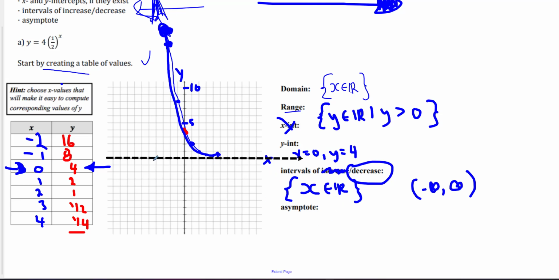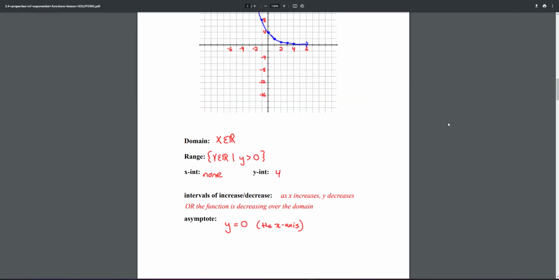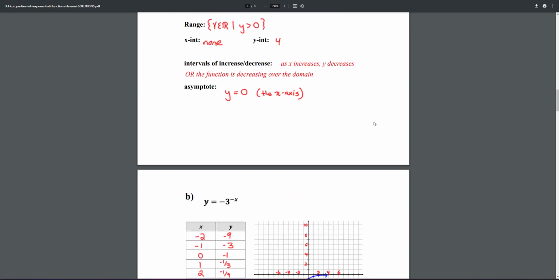So just be careful with that, because the function never goes below this part, and never actually touches and reaches that point. The equation of the asymptote is y equals 0, because it's a horizontal asymptote. Had it been a vertical asymptote, it would have been x equals something. This is why you always check the answers, in case you miss something because you're going too fast.